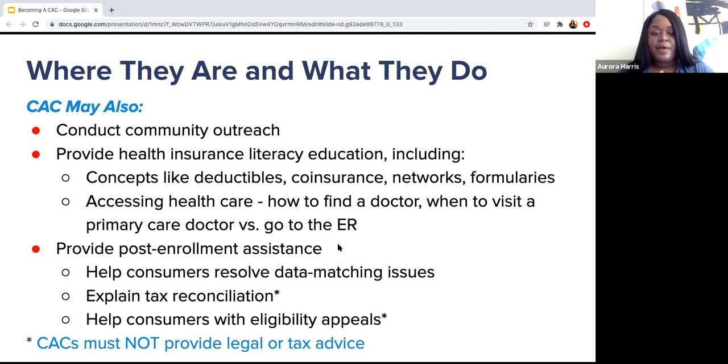So say you enroll someone in a healthcare plan and they're having any kind of issues, or they don't understand their tax reconciliation, or they don't understand their appeals process, you can kind of help them with that piece. But you cannot provide legal or tax advice. So that's kind of where assistance stops. You can't provide any legal or tax advice, but in post-enrollment assistance, you can help with some of these other issues.